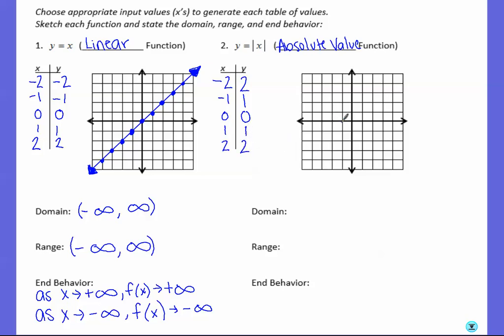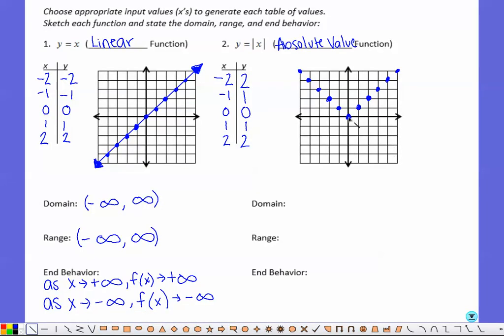So let's plot these points and see what it does. -2, 2. -1, 1. 0, 0. 1, 1. And 2, 2. So if you notice, it makes sort of a V shape, and if we wanted, we could continue on with our dots in those directions. So absolute value makes a V shape. That should help you remember it. Absolute value makes a V.